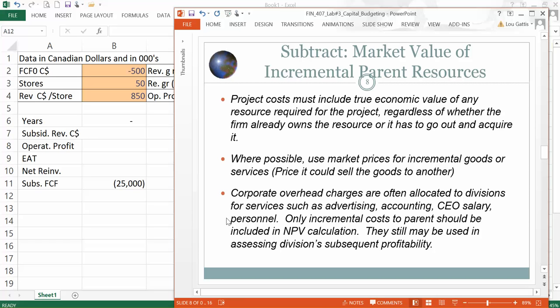Then we'll subtract the market value of any incremental parent resources that are used. So in the project you'll see shortly, some vacant office buildings are going to be used by the new subsidiary. Those buildings could have been sold, so we want to make sure we subtract any incremental resources that are used by the subsidiary, even if they're not charged anything. What we don't want to subtract are any overhead costs that are allocated. For example, an allocated cost of the CEO's salary.